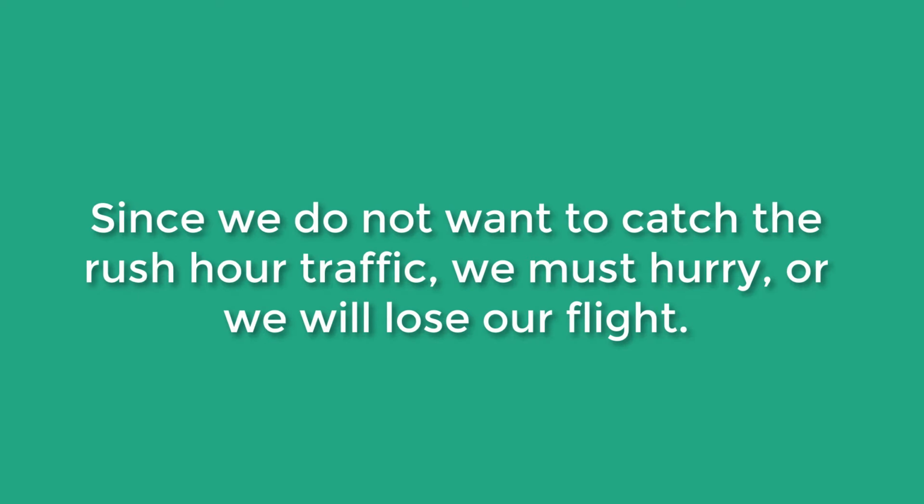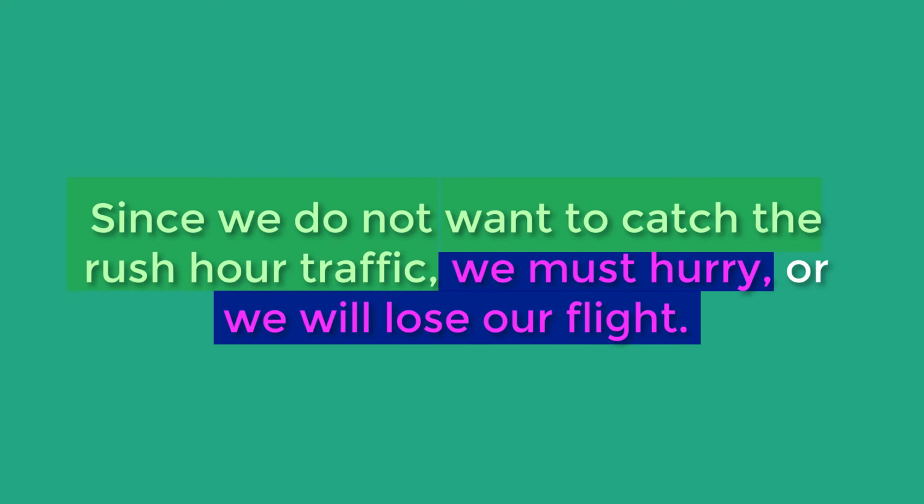Let's look at the next example. Since we do not want to catch the rush hour traffic, we must hurry or we will lose our flight. This compound complex sentence begins with the dependent clause. Since we do not want to catch the rush hour traffic. Since is a subordinate conjunction. And then we have our two independent clauses. We must hurry. We will lose the flight. And these two independent or coordinate clauses are joined by the coordinating conjunction or.